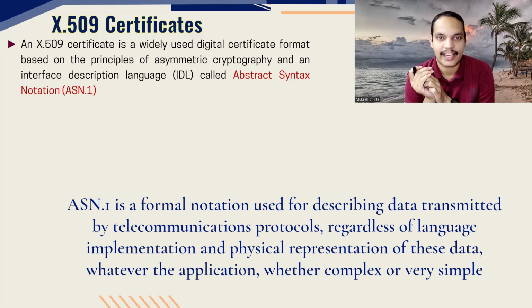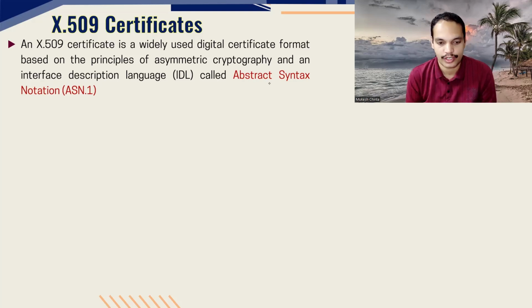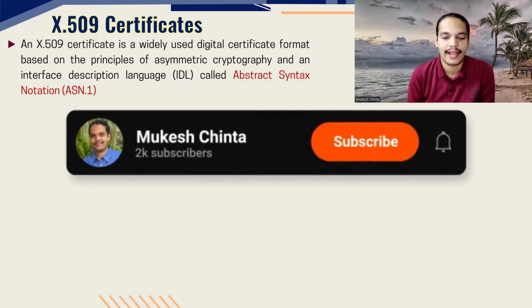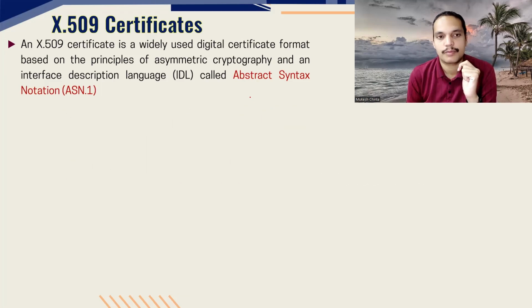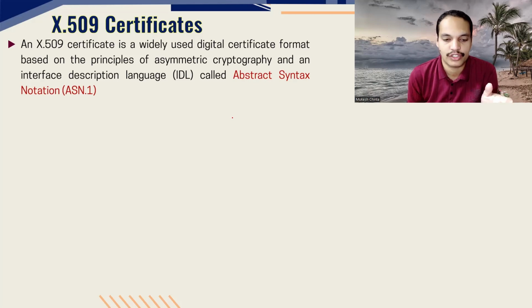Simply put, an X.509 certificate is a widely used digital certificate format based on the principles of asymmetric cryptography and also an interface description language called Abstract Syntax Notation. If you are wondering what ASN.1 means, it is a standard for the specification of abstract data types. Simply put, it is a way of telling you how to send information across telecommunication protocols, irrespective of the syntax or the application that you use.